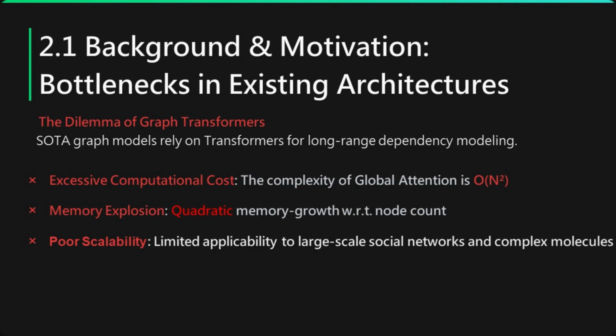Let's start with the background and the motivation of this work. Right now, to capture long-range dependencies in graphs, the standard approach is using graph transformers. But transformers have a fatal flaw. The global attention mechanism has a complexity of O(n squared). It leads to 2 problems. First, memory explosion. It can't handle large graphs. Second, excessive computational cost. So, we effectively need a model that keeps a global view but operates with linear complexity.